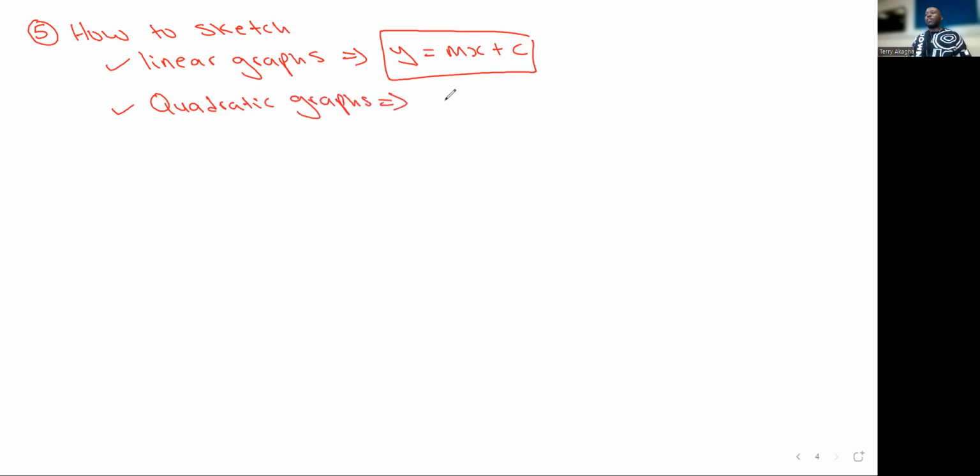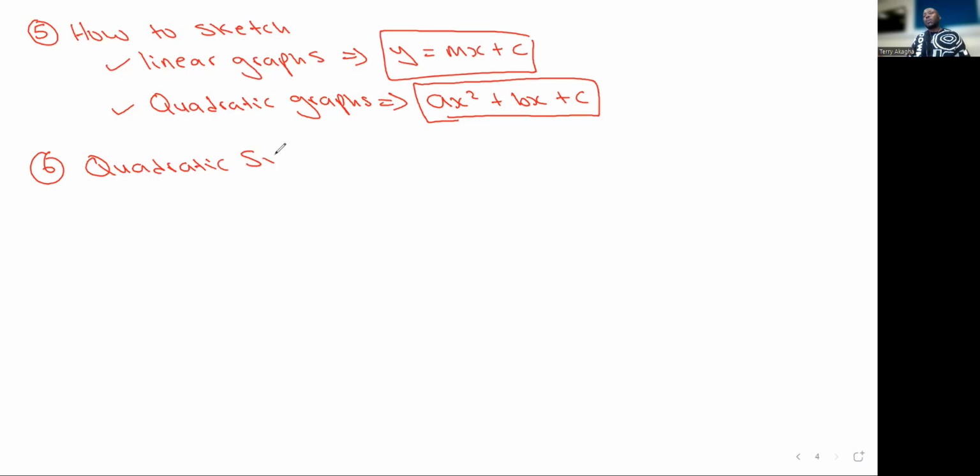So how do you sketch graphs? Remember we said quadratic graphs are ax² + bx + c. I'll also talk about the major points to know when sketching each of these graphs. Then the next thing I'm going to talk about is how to solve quadratic simultaneous equations.